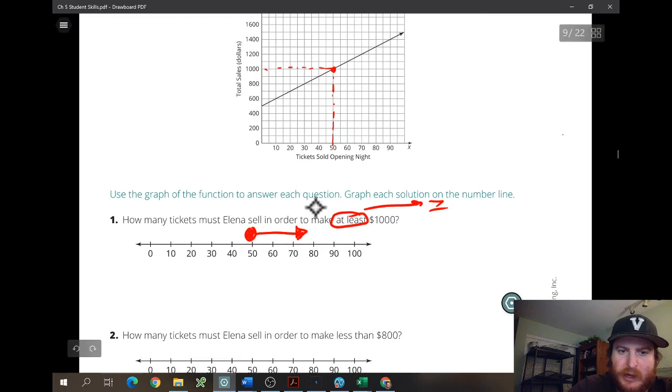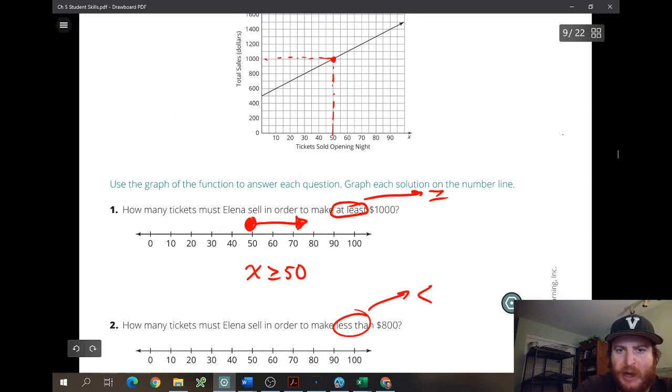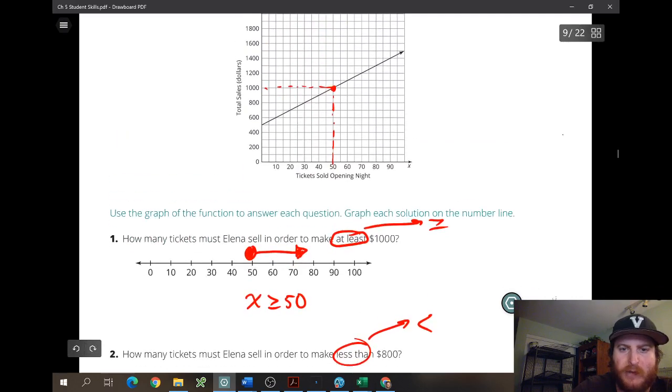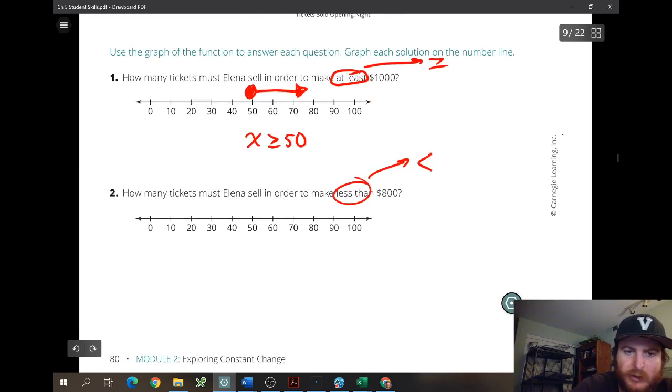It says use the function to answer each question. So how many, that's perfect. But just to be extra clear, I'm going to add that that's representing x is greater than or equal to. All of these are different. This one is the less than sign. So instead of using greater than or equal to, we'll use less than, and now the number is at 800. We'd go to 800, see where that crosses, and go from there. So I'll do that one too. 800 crosses right here at 30. It's a less than symbol, so it's open and we're pointing to the left, open because there's no equal to underneath it.